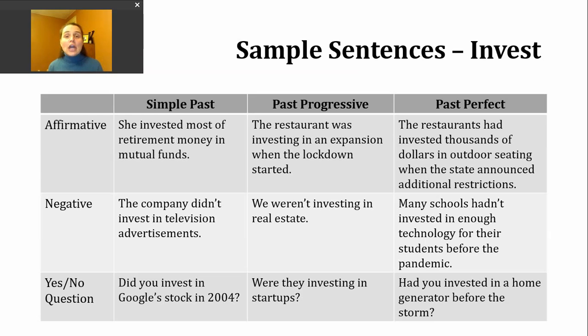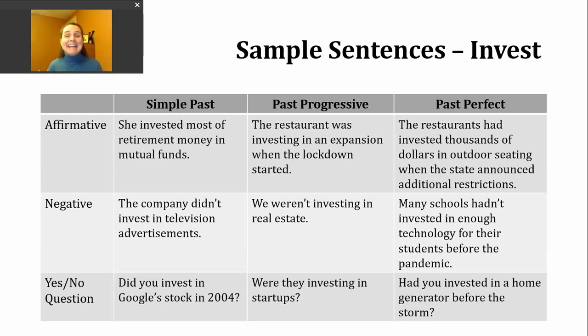Now let's take a look at the past progressive. We're using this verb tense to describe an action that was ongoing. And many times in these sentences, you're going to see sort of an interrupting action. That interrupting action will be in the simple past tense. To make the past progressive, we're going to use a past tense form of be, so that's was or were, and then we'll use that ing form of the verb.